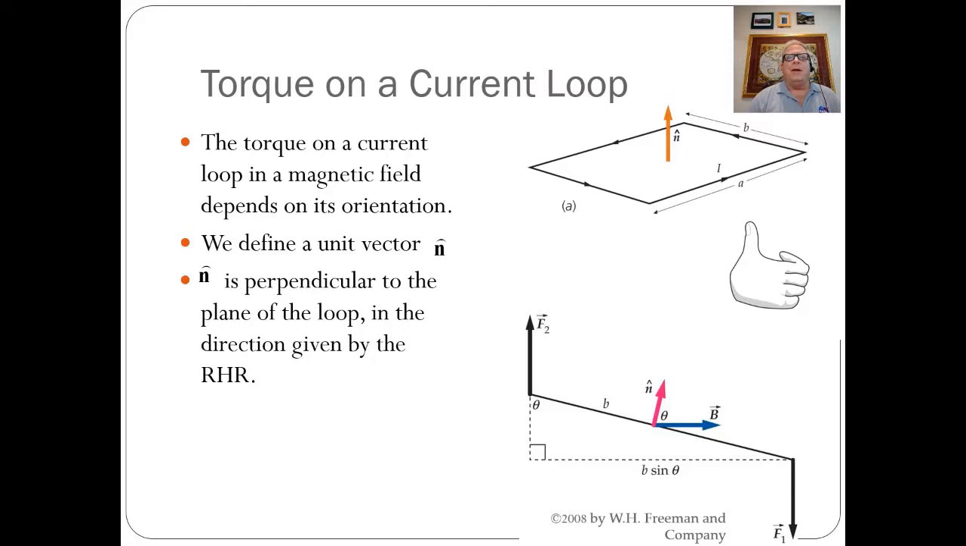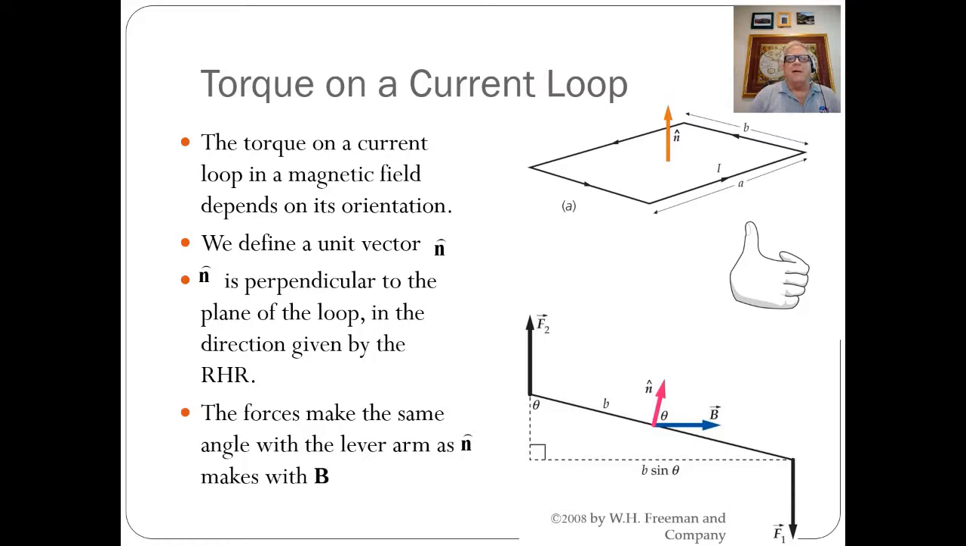So n is perpendicular to the plane of the loop, and it points in the direction given by the right-hand rule. That is to say, if you let the fingers of your right hand curl in the direction that the current is flowing in your loop, your thumb will point in the direction that n points. Now, you can take a little bit of time to convince yourself of the following fact: F makes the same angle with the vector going from F to the axis as n makes with the magnetic field B, the F being the force that is produced by that magnetic field.